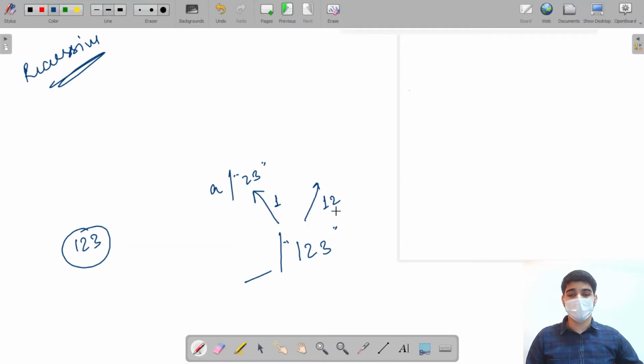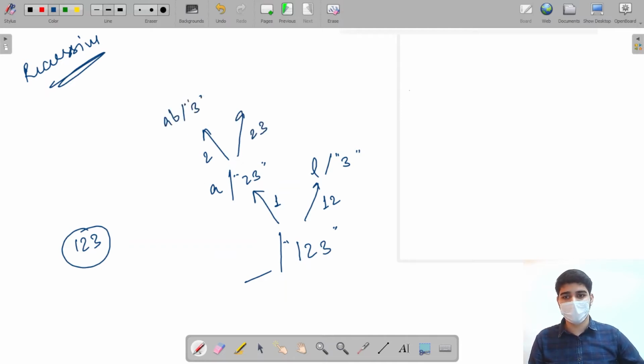If I call from 12, I would have L as my letter that I would get from encodings, and I would have 3 remaining in my question string, right? Now from 23, I have two choices, either to call from 2 or from 23. And if I call from 2, I would get A, B, and then 3 remaining. And over here, I would get A and W with nothing remaining. So this would be my one encoding, right?